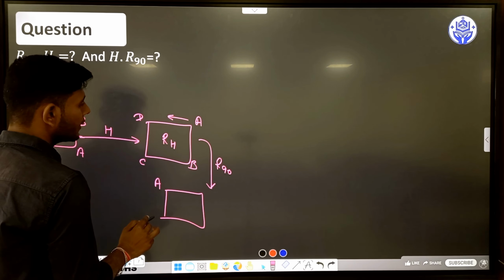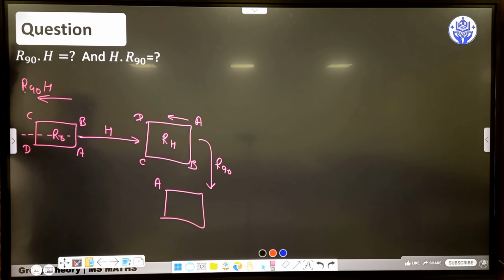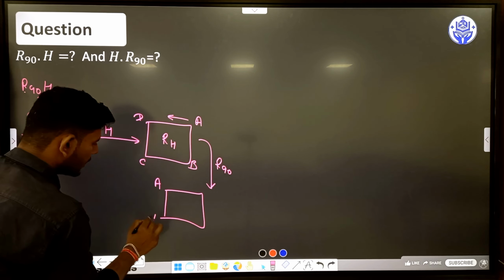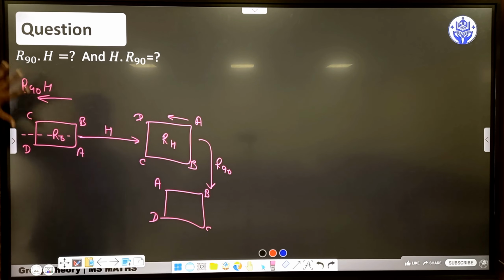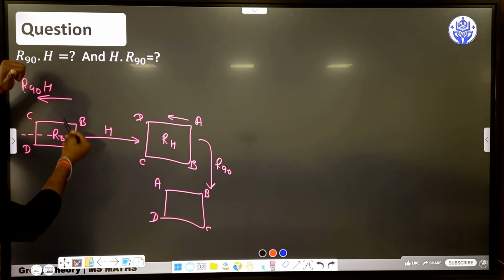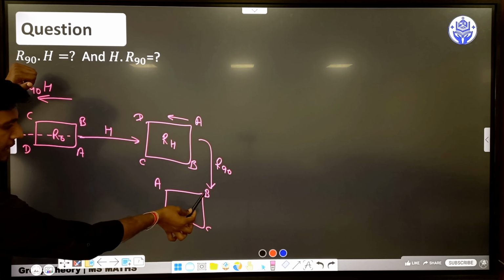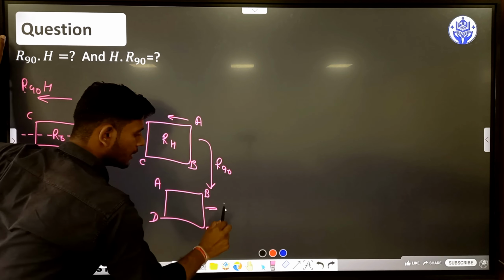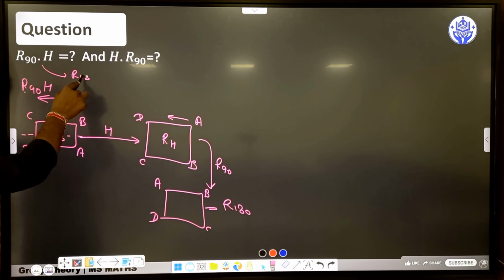A, B, C, D. Now the rotation will be like this only: A, D, C, B. So A, B, C, D. Just compare from this. It is nothing but 1, 2, 90, 180. So from here A, from here 90, 180. So it is nothing but R180. So it will be R180.